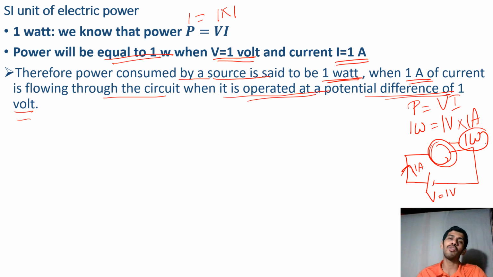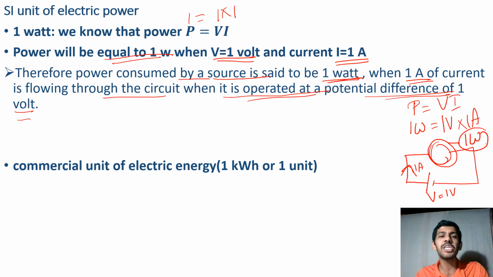Therefore, how to define 1 watt? 1 watt is the power consumed when 1 ampere of current is flowing through the circuit when it is operated at a potential difference of 1 volt.